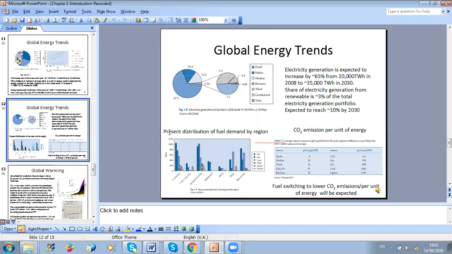And we will detail next week what global warming is and how we can reduce it.